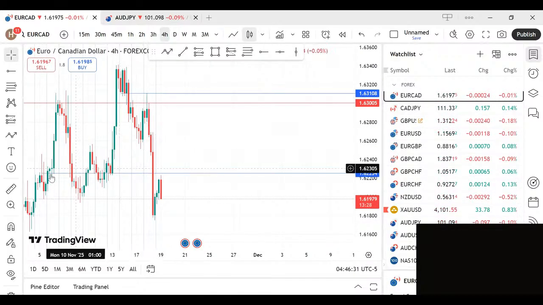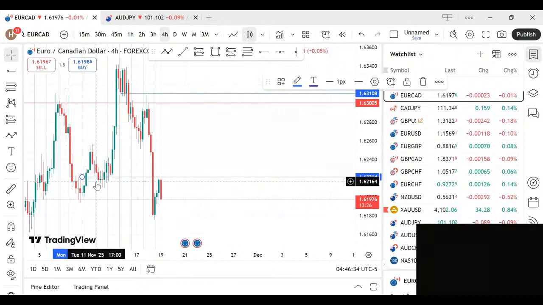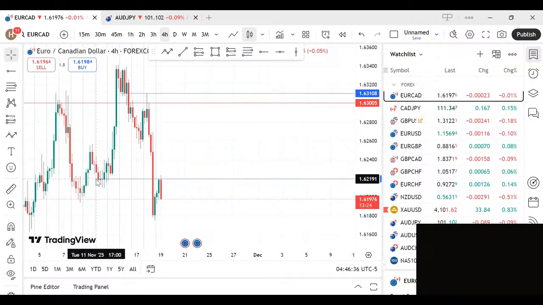EUR/CAD, what's happening? Yeah, the EUR/CAD sell took place from here. So I get this, but I hardly trade most of these pairs. That's why I just put them there for analysis. They are not my pairs. Okay, GBP/NZD.